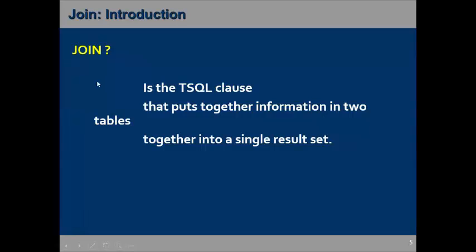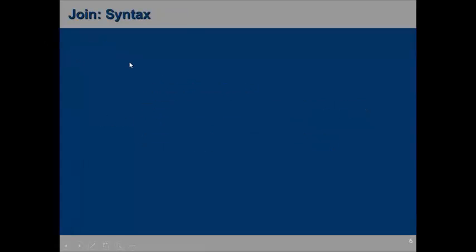Now what is a join? If we talk in the definition format, it is a T-SQL clause. T-SQL is the advanced version, or another form of SQL, that is Transact-SQL, Transact structured query language. It is the T-SQL clause that puts together the information of the two tables in a single result set. We are going to combine the information of the two tables in a single table, and that would be a join.